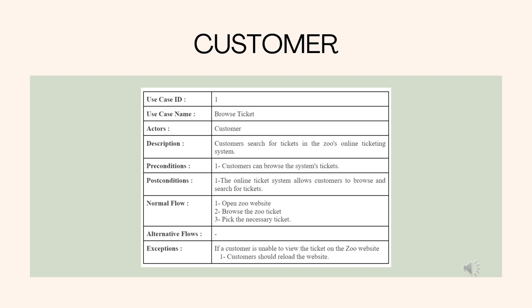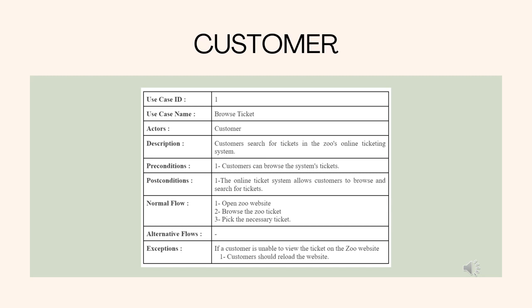Okay, my name is Cik Iman. I will explain about the use case diagram for customer. For the use case diagram, customer has three types. First, browse ticket. Second is manage ticket, and third, payment.